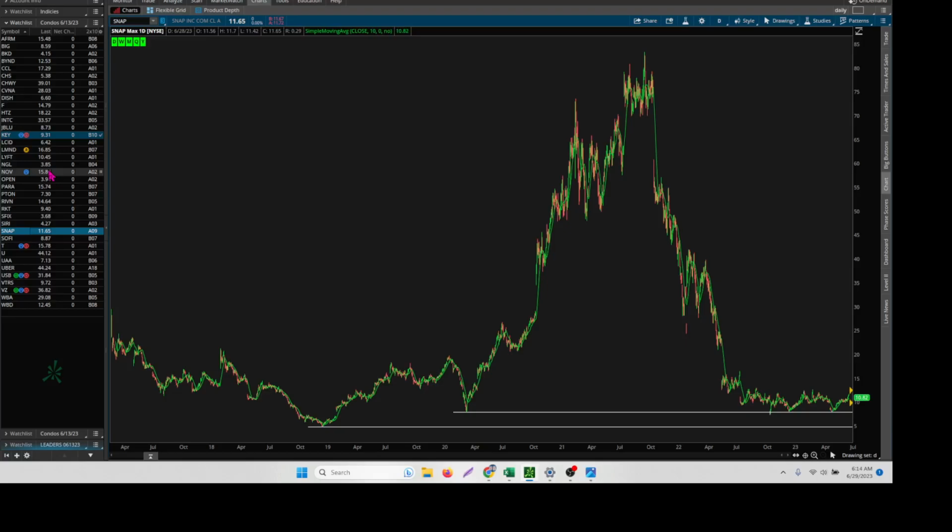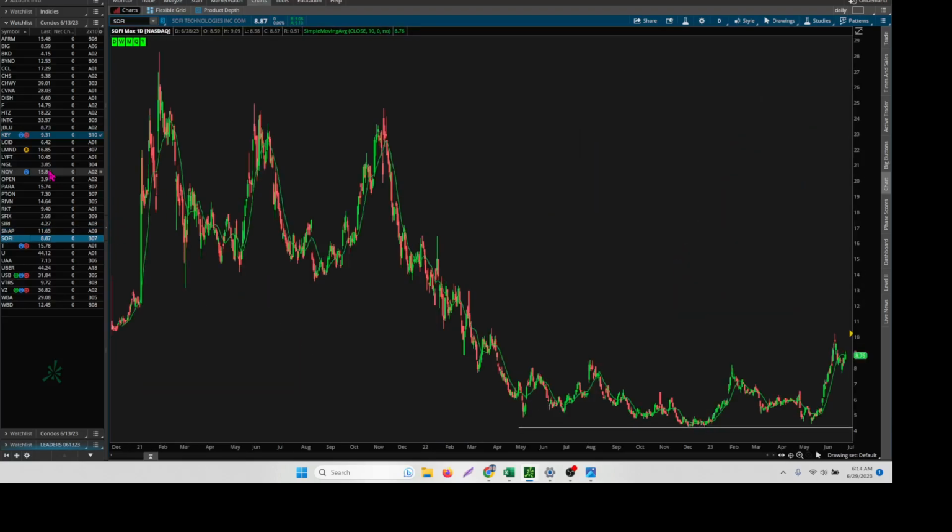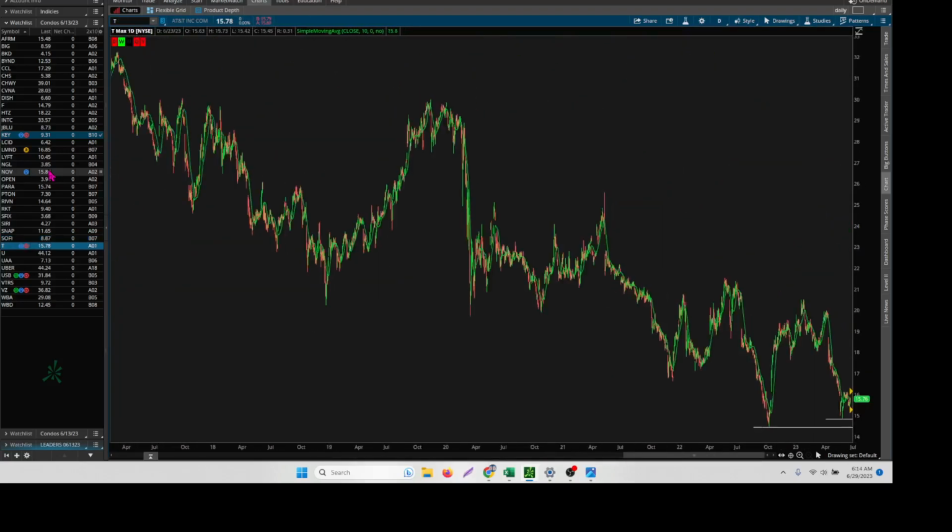Snap, same thing. Holding the line and trying to reverse. SoFi trying to hold the line here and reversing. This one's been a great one. We've talked about this in the Discord server several times.